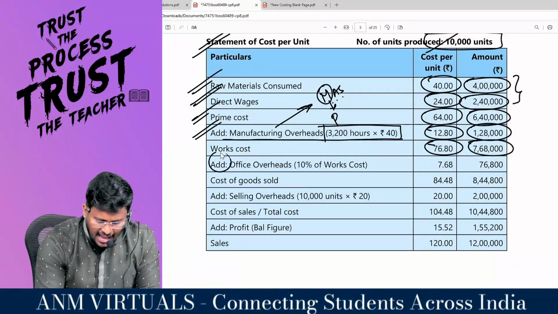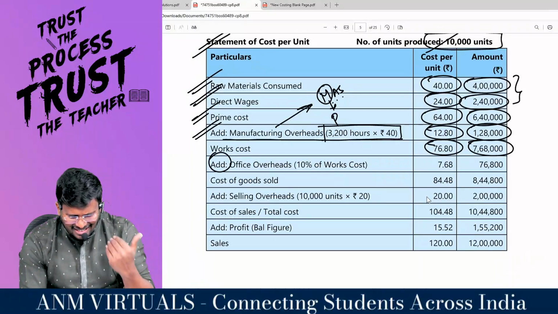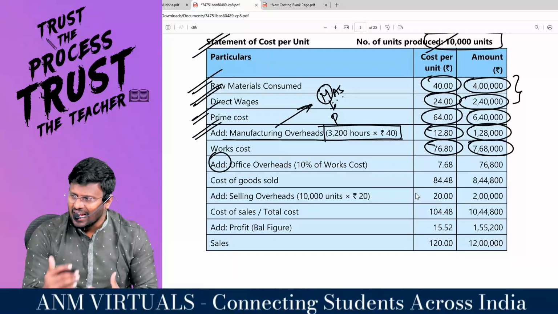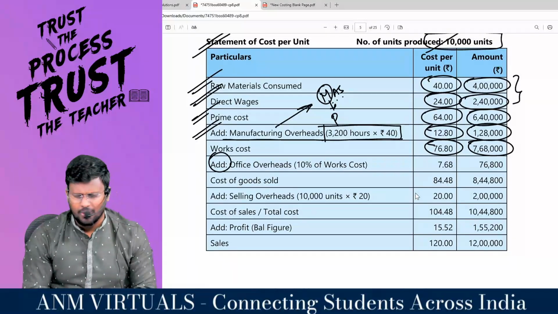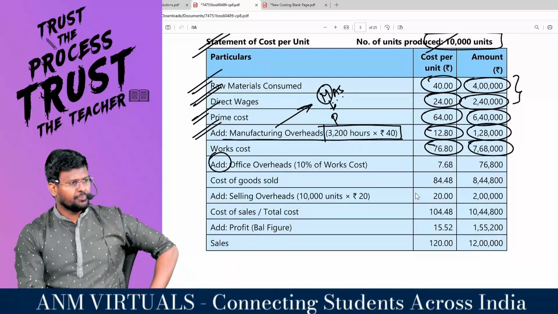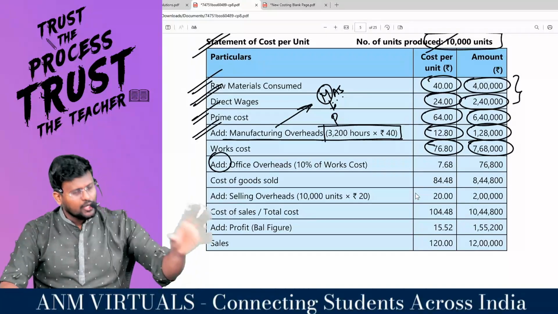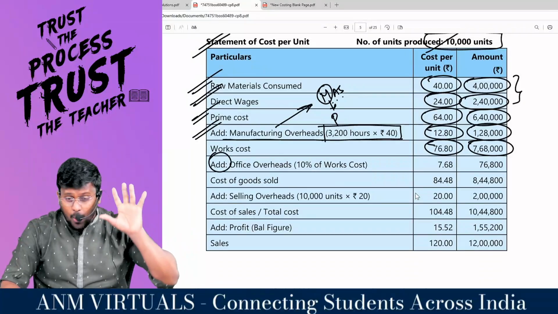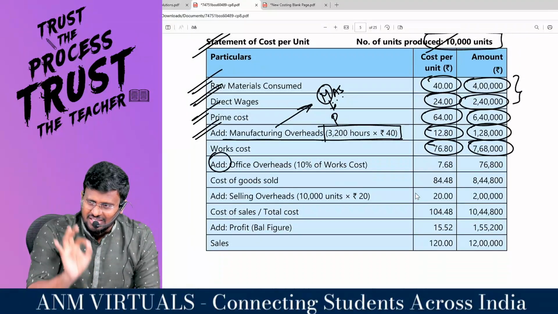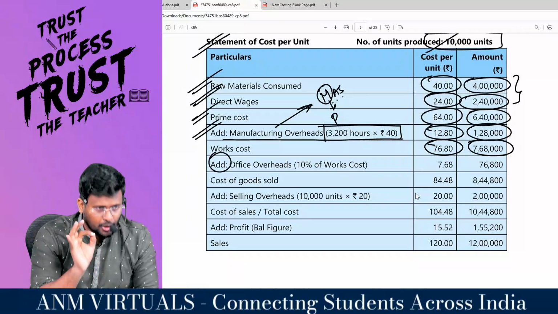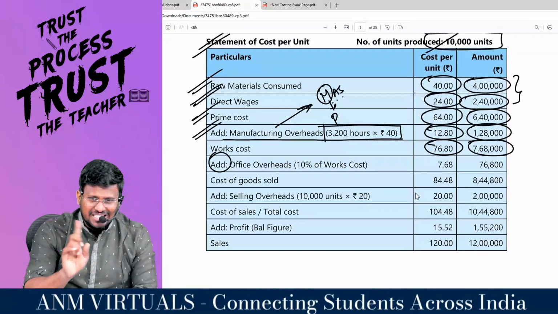Comfortable? Add office overhead. Sir, nothing has been given in the question regarding whether this is administration overhead related to production or general administration overhead. You can treat it either way. If you want, you can treat it as administration overhead related to production, or as general administration overhead. What I am saying is you have to write it as a note: it is assumed that this is treated as administration overhead related to production.